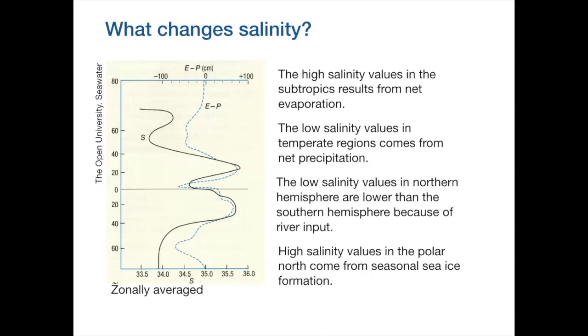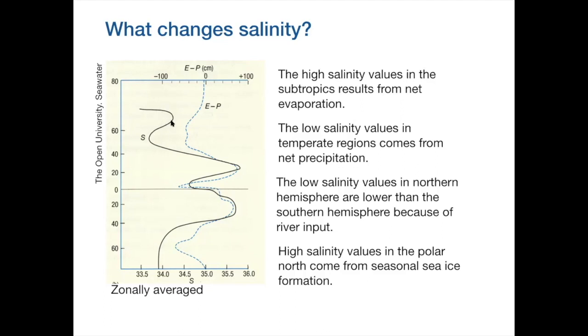Looking at this in a zonal average, so by latitude average, on the vertical axis here we have latitude, the equator, the southern hemisphere, and then up to 80 degrees north. So you can see that at the equator, we have low evaporation minus precipitation. So we have excess precipitation, and we have low surface salinity. In the mid-latitudes or subtropics, we have more evaporation than we have precipitation, so we have high salinity. And then as we get towards the poles, we have more precipitation again.